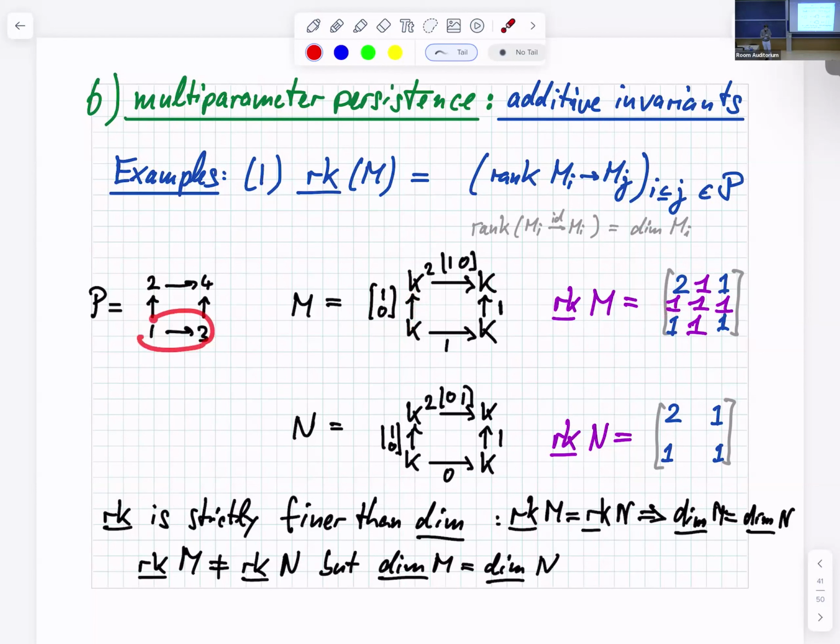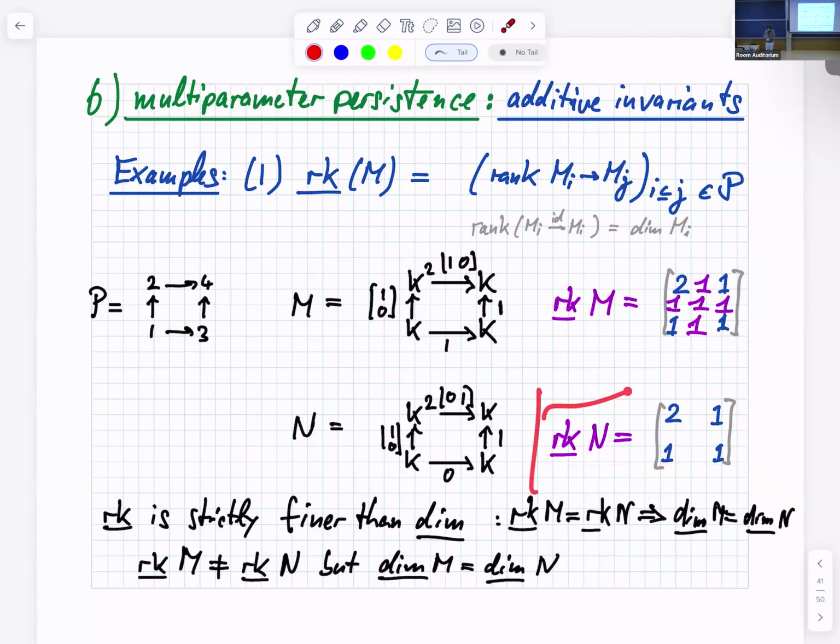The map from 1 to 3 is this one here. It has got rank 1. So between 1 and 3, I would like to put it in that location in the matrix. That's okay? So in my matrix, I would compute the rank from 1 to 3, from 1 to 2, from 2 to 4, from 3 to 4, diagonally from 1 to 4. So I organize my ranks in this fashion. Okay, good. So we are okay with that.